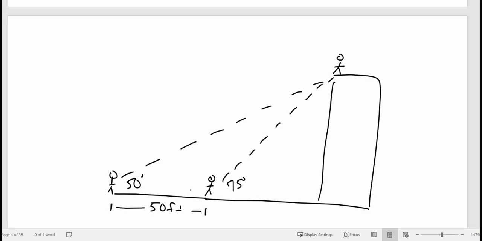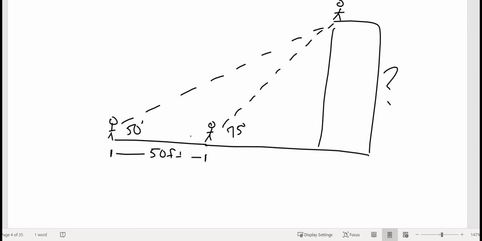So they look up at a building, 75-degree angle of elevation. That's what they've got to look up at. So anyway, the person standing there is looking up 75 degrees. Then he takes off and walks 50 feet away. And he looks up, and now he's looking at a 50-degree angle. How tall is the building?